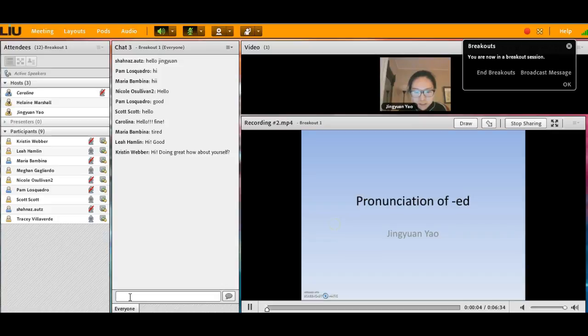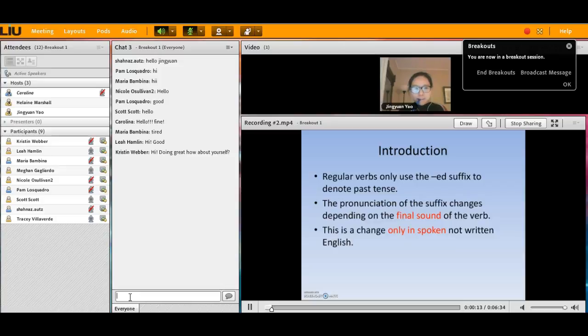Today, we're going to talk about the pronunciation of past tense ED. As we all know, verbs are divided into two kinds. There are regular verbs and irregular verbs. Regular verbs only use the ED suffix to denote past tense, and the pronunciation of the suffix changes depending on the final sound of the verb. So here we need to pay more attention to the final sound, not the final letter of the verb. And this is a change only in spoken, not written English. So we can only hear it. We wouldn't tell it from the writing.